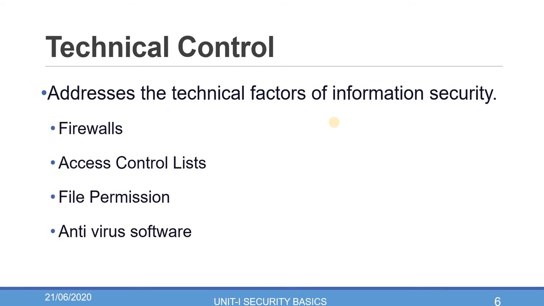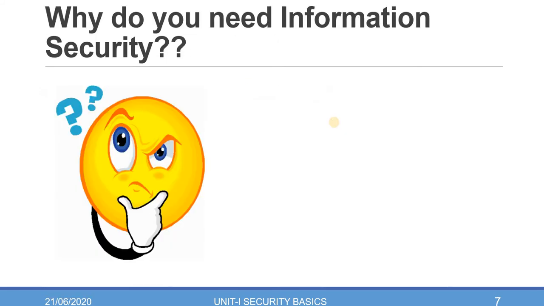So either you can apply administrative control, physical control or technical control to maintain the confidentiality, integrity and availability of the information. The next question that comes to our mind is, why do you need information security? Or is it necessary to apply information security? Is it really required? This is a very big question that comes to our mind.